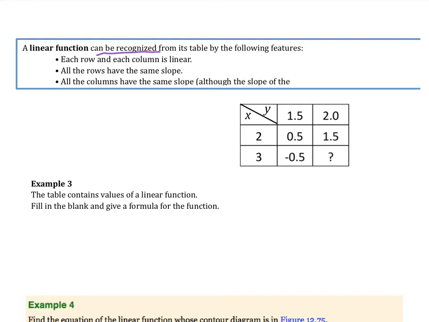So a linear function can be recognized from its table by the following features. Each row and each column is linear. That means the rows will have the same slope within that row, and the columns will have the same slope within that column. Although the slope of the rows may or may not be the same as the columns. Usually they're not the same. You're going in the x direction with one slope, and the y direction with another slope. That's all that means. So how can I figure out this missing value?